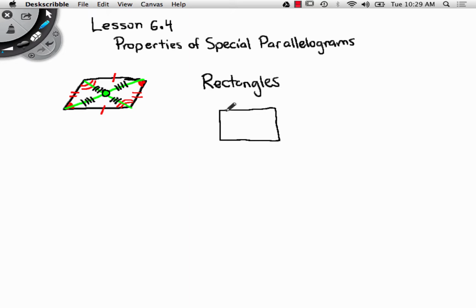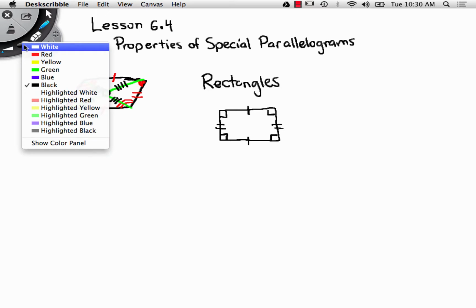But a rectangle, what makes a rectangle a rectangle? The angles are all... yeah, that's what I meant by them being rigid. The angles are all 90 degrees. The opposite sides are still congruent. The opposite sides are still parallel. And what about the opposite angles? Are the opposite angles congruent? Yes. Not only are they all congruent, they're all 90, right?